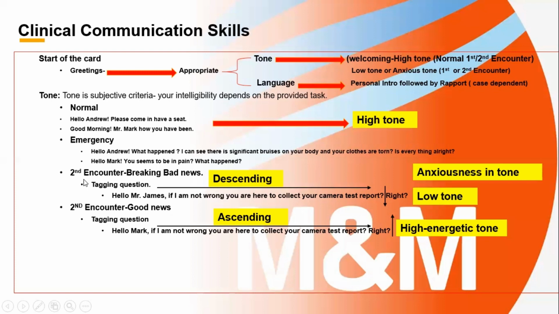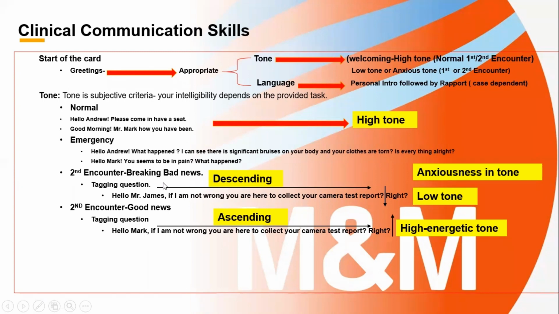Then we have a second encounter, and in the second encounter, if it's breaking bad news, with reference to the language component, we are using the same statement, but the difference is in tone. The language component remains the same, but how to differentiate if it's the second encounter? The second encounter needs to be started with the tagging question, as we have done here. But your tone will differentiate the scenario.